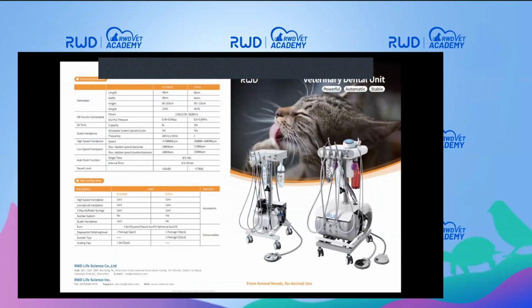I will make a brief introduction about our dental unit. For the moment, we have two types of dental unit, the DU2000 for the economic one and the D Pro for the high-end one. Our DU2000 has a high-speed handpiece, low-speed handpiece, three-way air water syringe, and scaler, 4-in-1. The D Pro has all functions of the DU2000 and additionally a suction system, and the scaler is separate from the machine with an independent pedal as well.